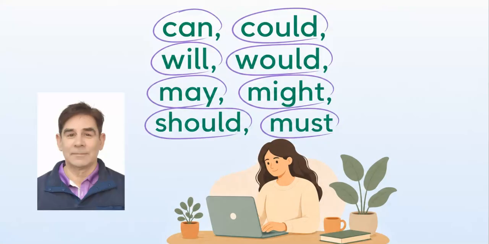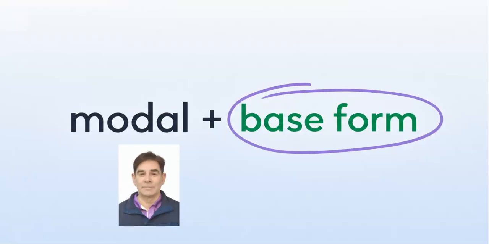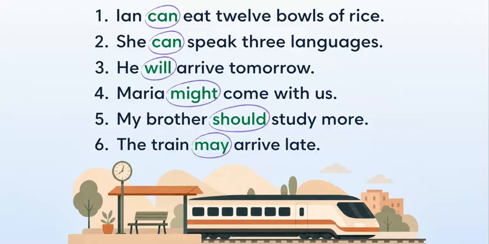Modals. The words can, could, will, would, might, may, should, must, and a few other words are called modals. Modals are always followed by the base form of the verb, not the S form. So here are some examples.